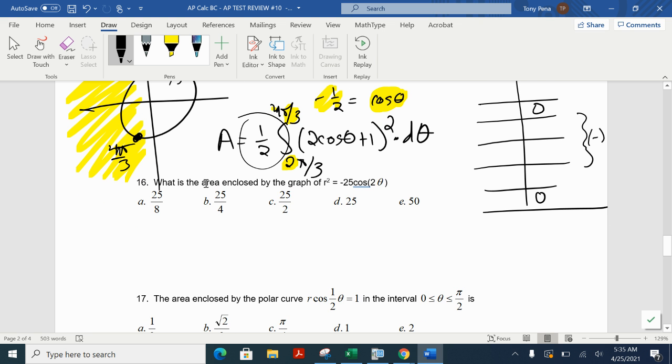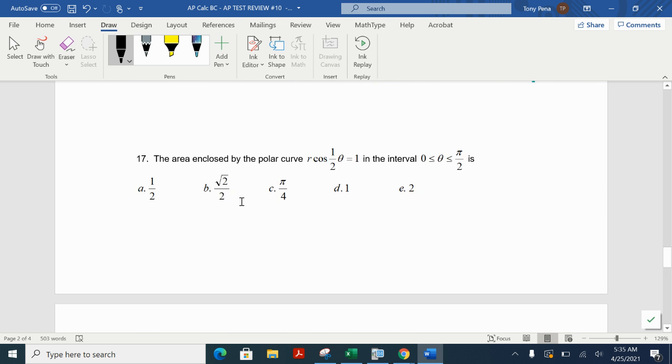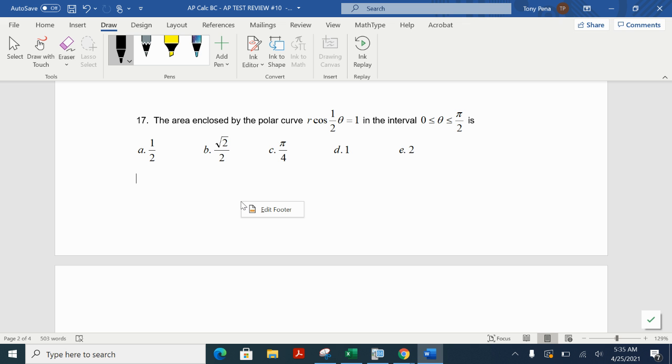All right. Next one we're going to do. Don't worry about 16. That, again, is just not something that they're going to try to get you at. 17, find the area enclosed by this one on the interval of 0 to pi over 2. This is a non-calculator question. It's kind of want to expose you to this.